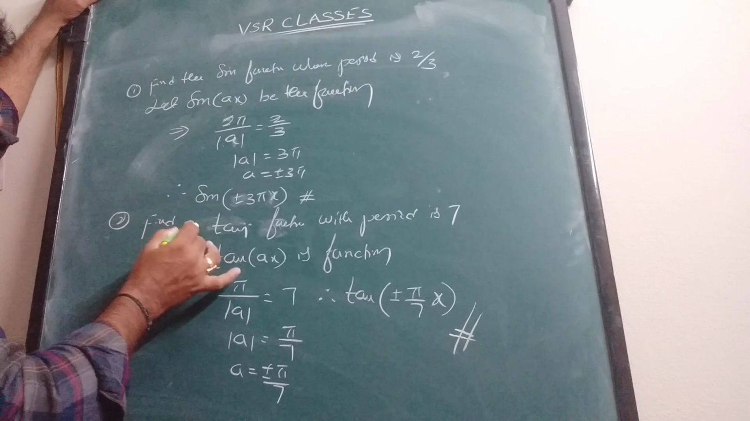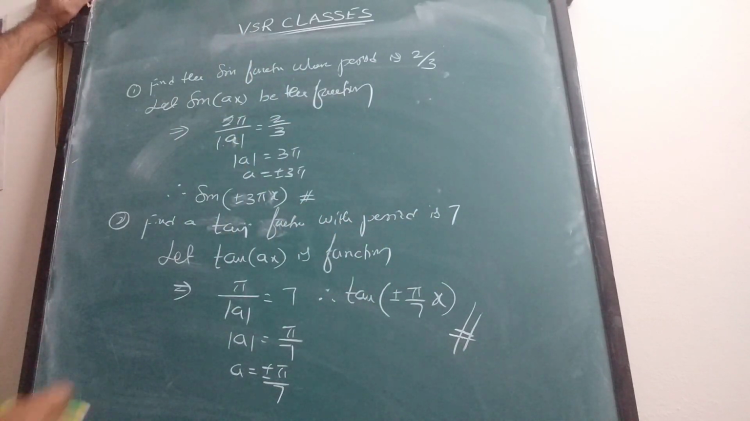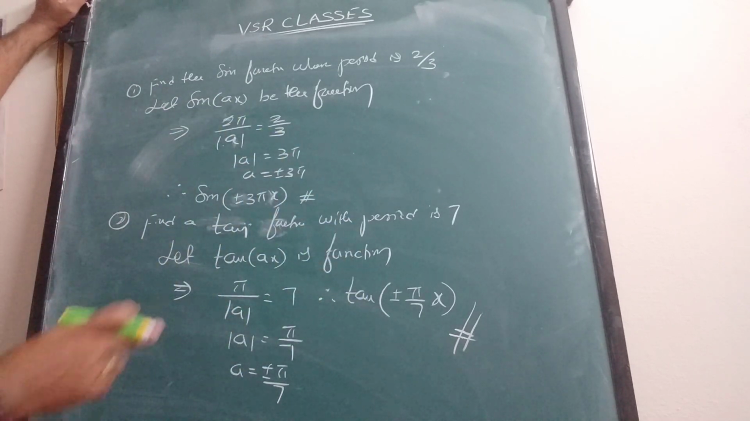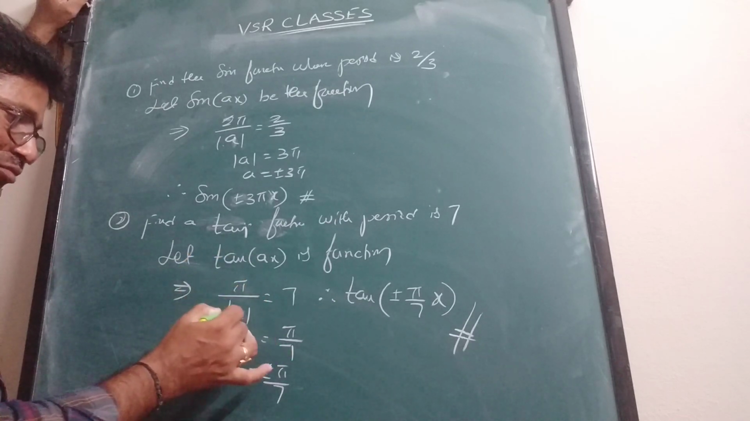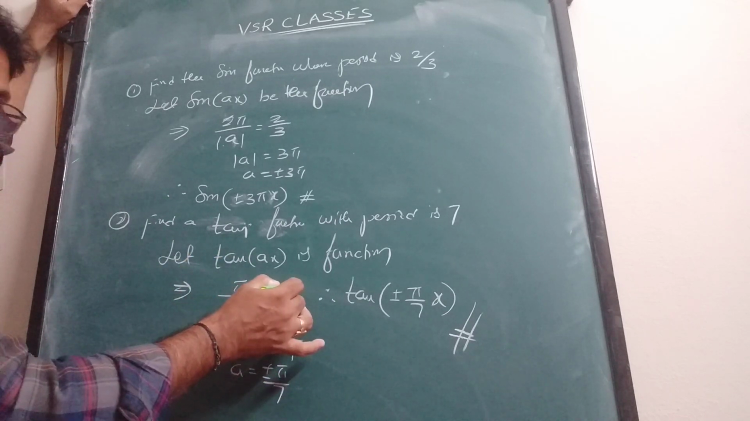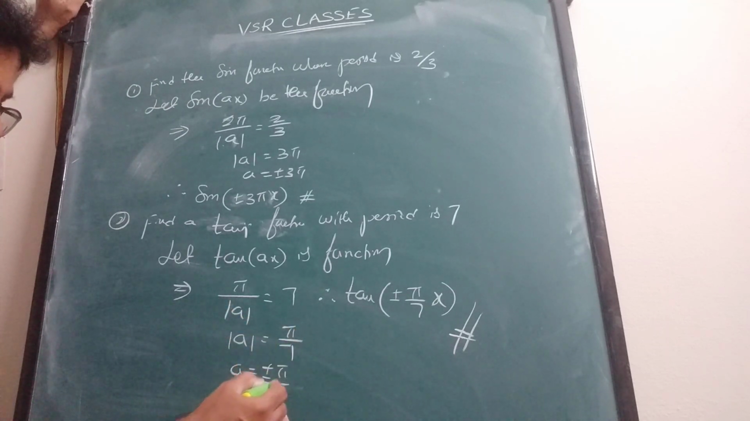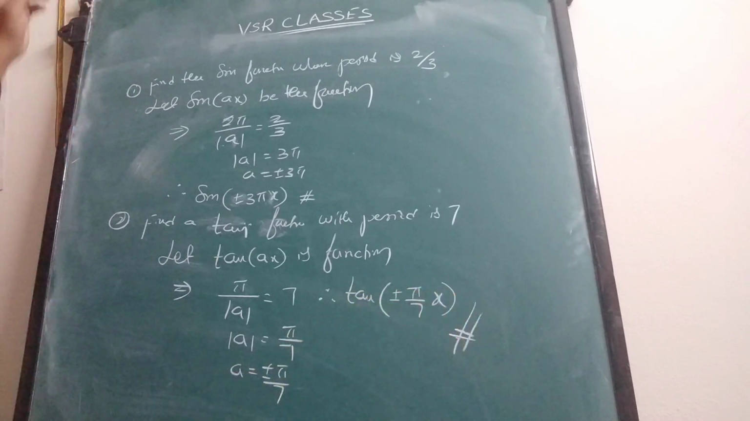Okay, find a tan function with period 7. Let tan of ax be the function. Now what is the original period of tan? Pi by mod a is equal to 7. So mod a is equal to pi by 7, a is equal to plus or minus pi by 7. So tan of plus or minus pi by 7 x is your result for this.